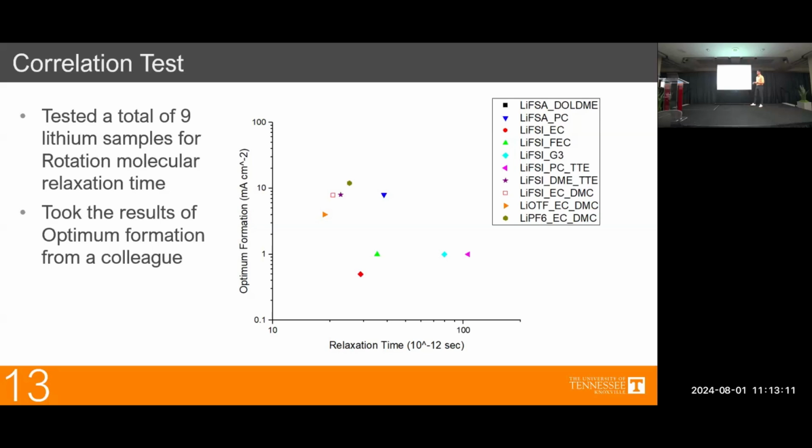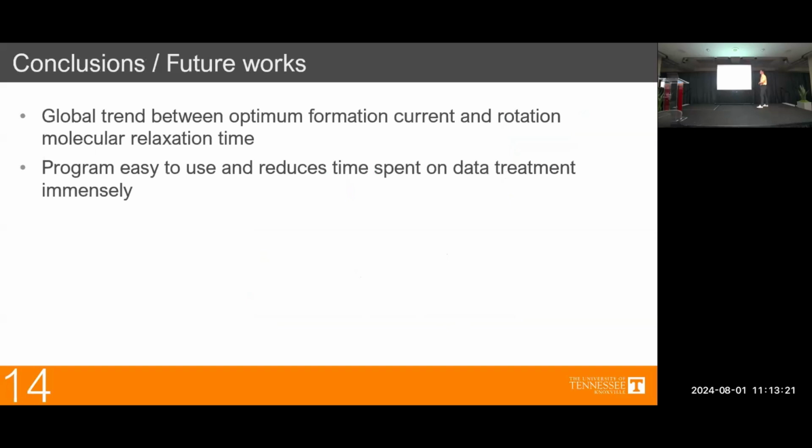We initially think this trend does support that, but it's only 9 samples, so we can't make any conclusive conclusions. So in conclusion, we believe there is somewhat of a global trend between optimum formation current and rotational molecular relaxation time, but it is very early on, so no conclusions yet.